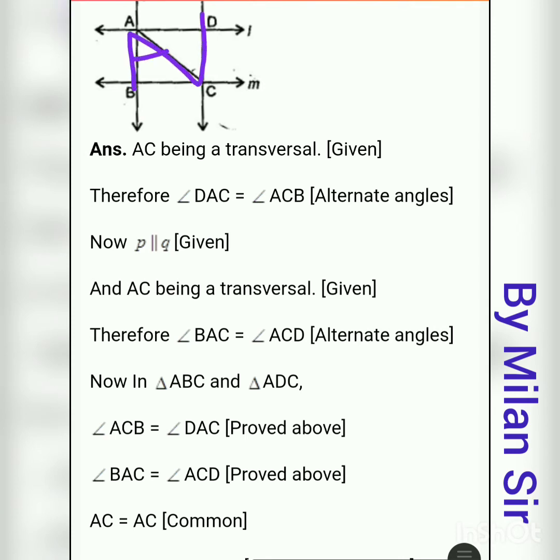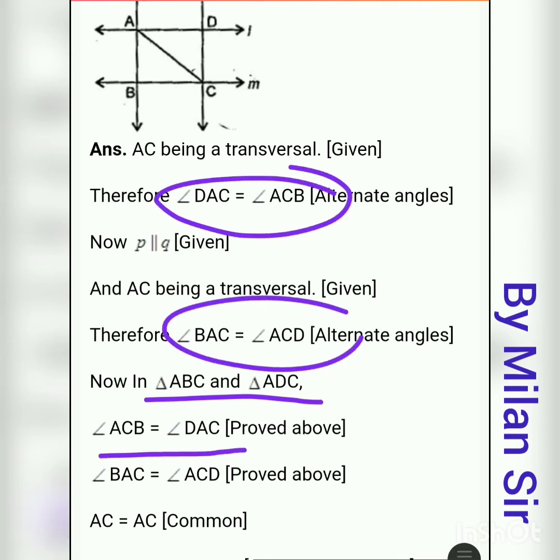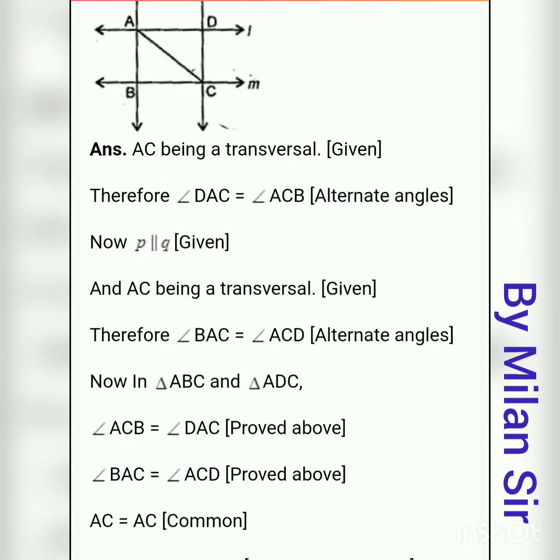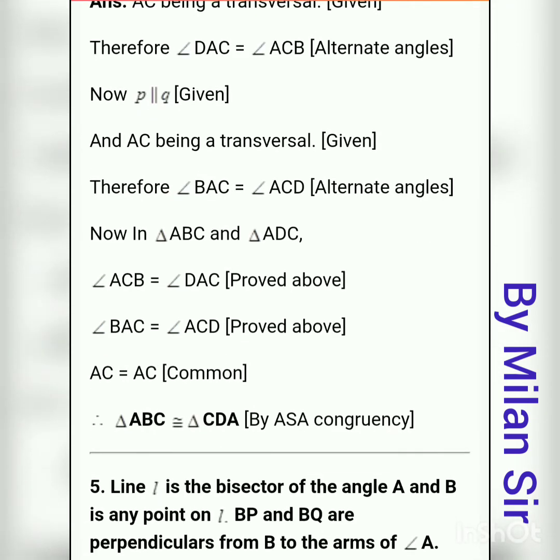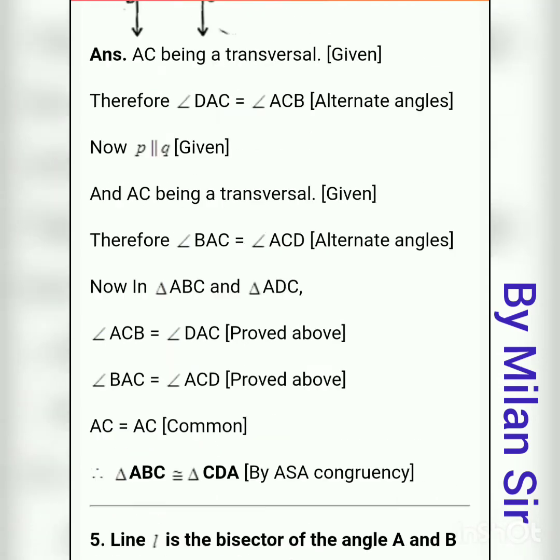Okay, so angle BAC is equal to angle ACD. Reason is alternate angles. In the two triangles ABC and ADC we have two things: DAC is equal to ACB and BAC is equal to ACD, and the third thing is side AC is equal to AC, because it is a common side. So here we have the angle-side-angle criteria. So triangle ABC is congruent to triangle CDA by angle side angle congruency.